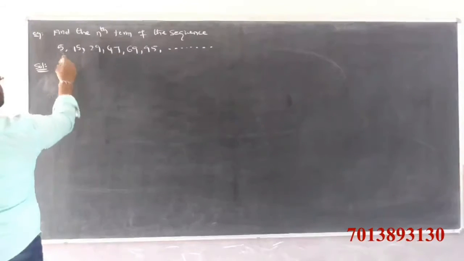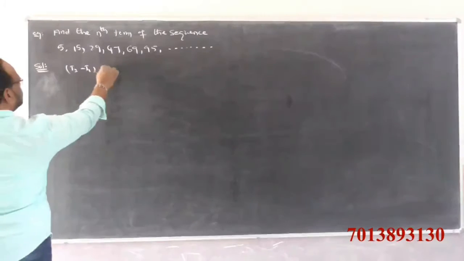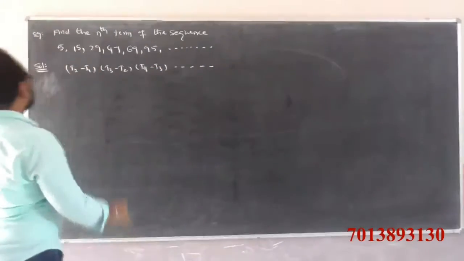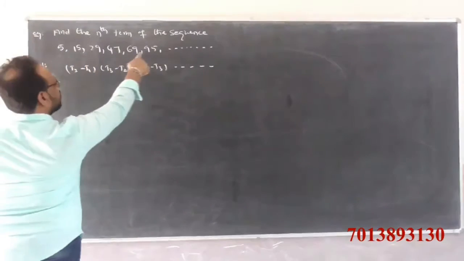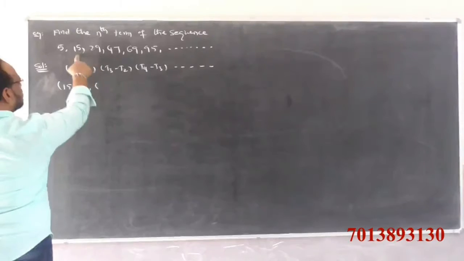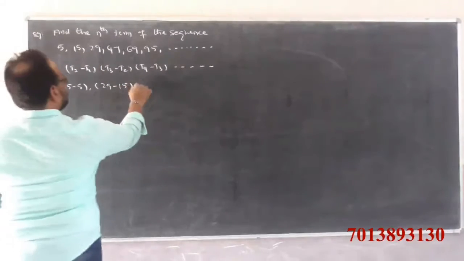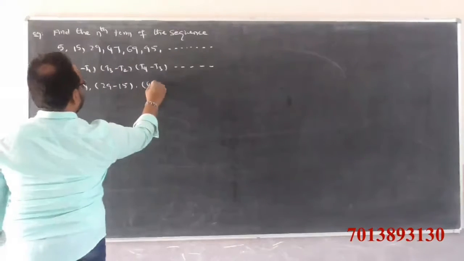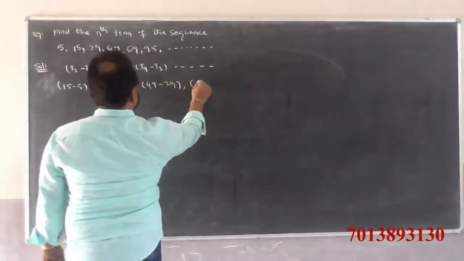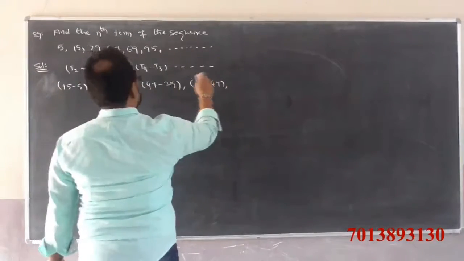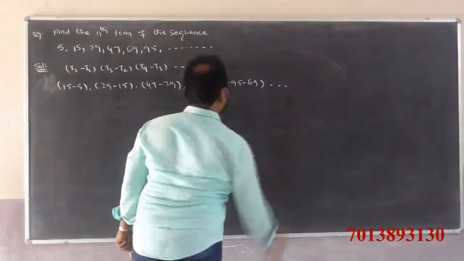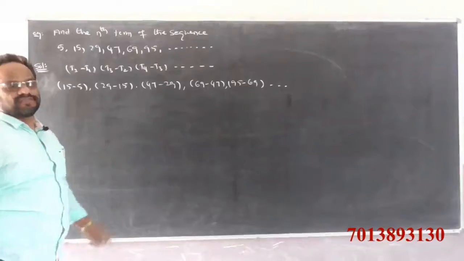We want the successive differences: T2 minus T1, T3 minus T2, T4 minus T3, and so on. Clearly, these are T1, T2, T3, T4, T5, T6. T2 minus T1 is nothing but 15 minus 5. Next, T3 minus T2 is 29 minus 15. Next, T4 minus T3, 47 minus 29. Next, T5 minus T4, 69 minus 47. T6 minus T5, and so on. We want the successive differences between the given sequence terms.